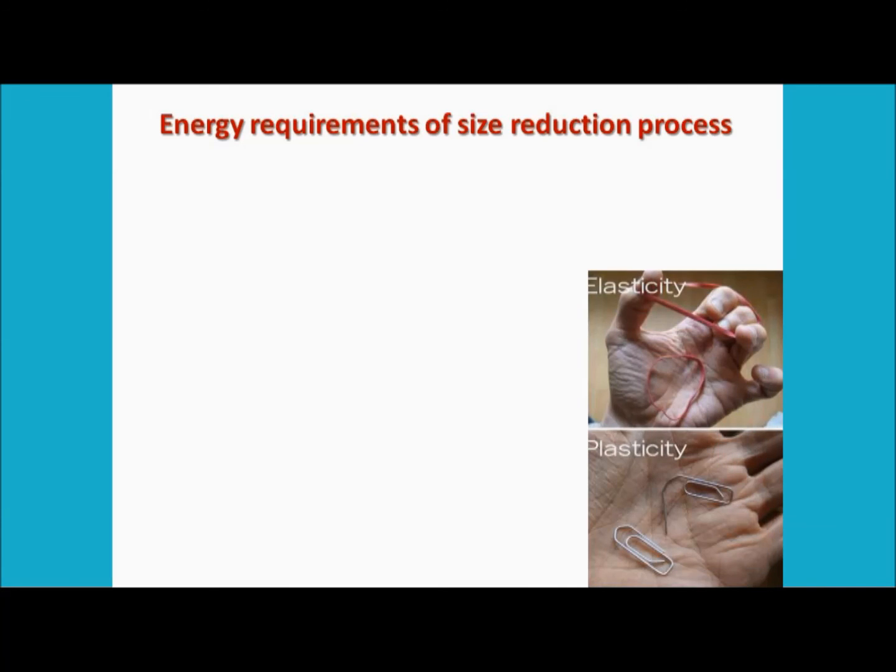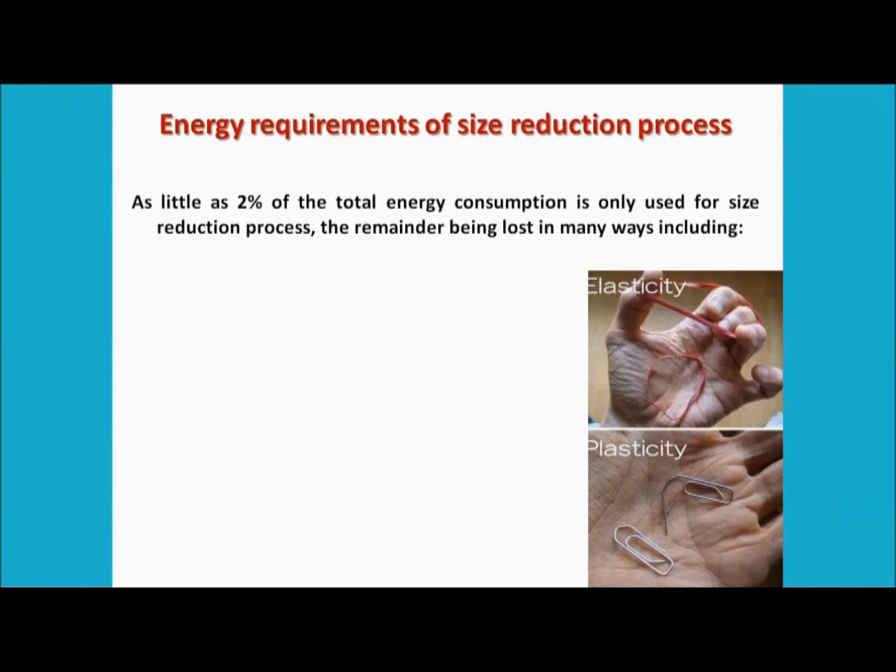Clear? Now you see the energy requirement for size reduction. Basically here we have found that as little as about 2% of the total energy consumption is used for size reduction. Whatever energy we have applied for size reduction, only 2% has been used in the size reduction, whereas the remaining 98% is lost in many other ways.